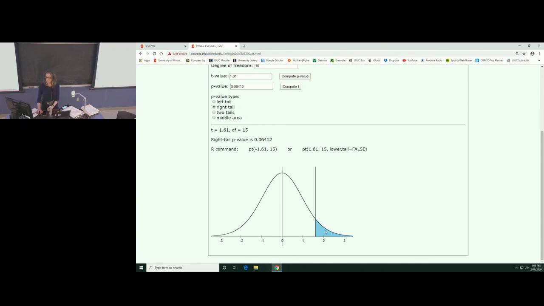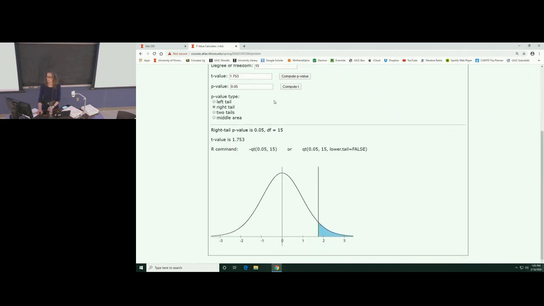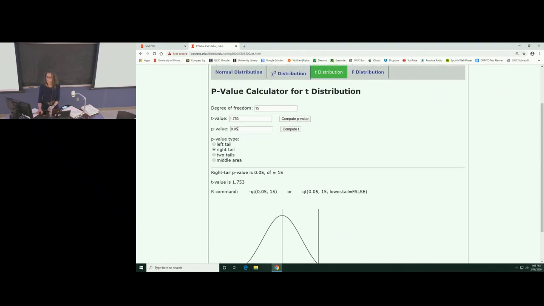So can we reject the null? What would we have to get to reject the null? We'd have to get further out. You can see we'd have to get a p-value, let's put 5% in here, and then we'd have to get a critical value here. We'd have to have gotten a bigger t-stat of 1.753. We didn't get that big, okay? We only got 1.61.